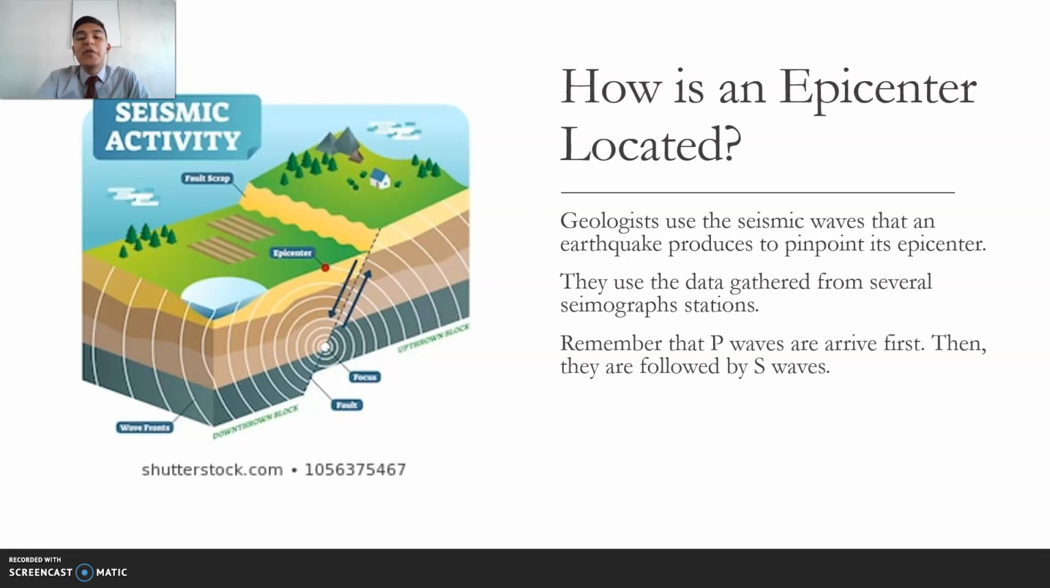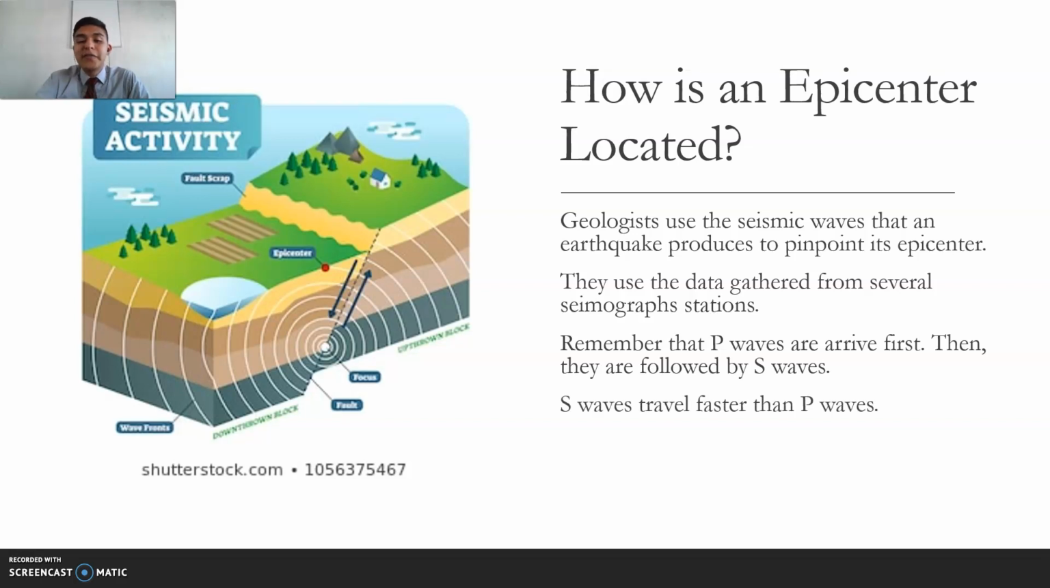And remember that P waves arrive first. Then they are followed by S waves. Yeah, that is something very important to remember. The first waves that we are going to feel are going to be the P waves. And then we're going to feel the S waves after a little while. But you have to notice that they are very close to each other. All right?